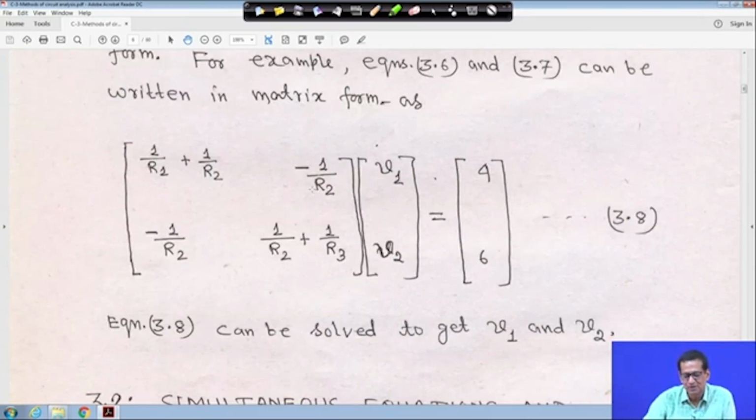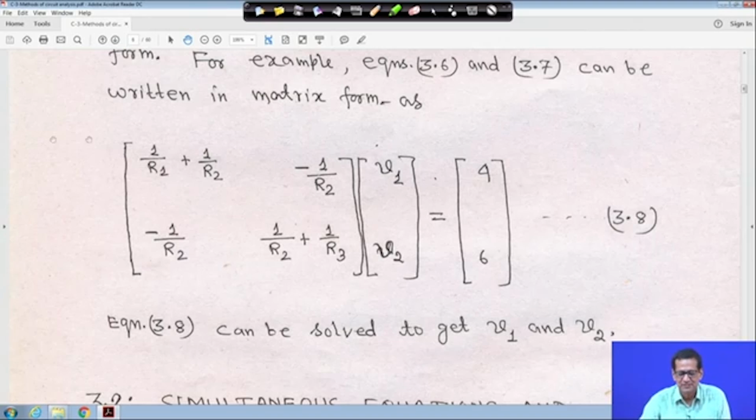But here there are only two unknowns, so easily you can solve. Even no matrix operation is required, you can substitute one after another and easily solve it. But if it is more than 2, like 3, 4 or 5, then you have to follow certain techniques.